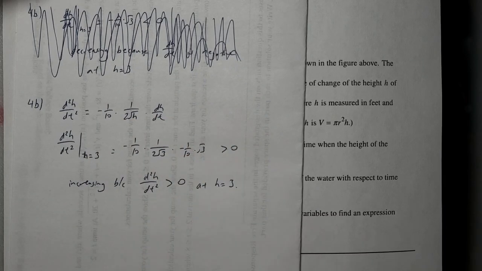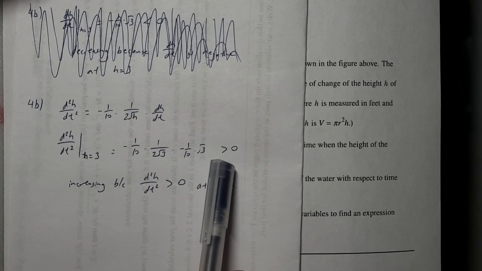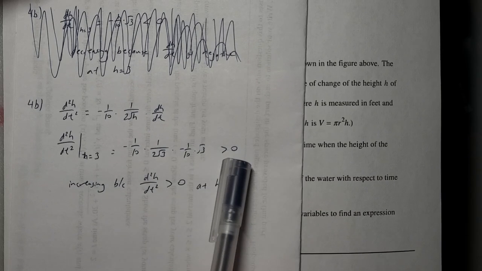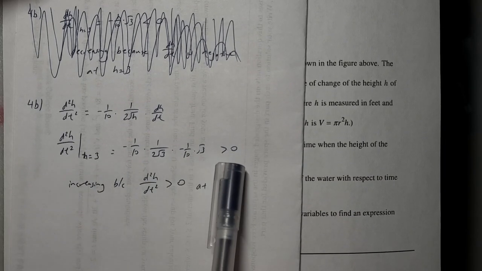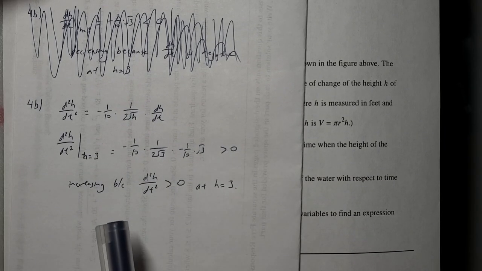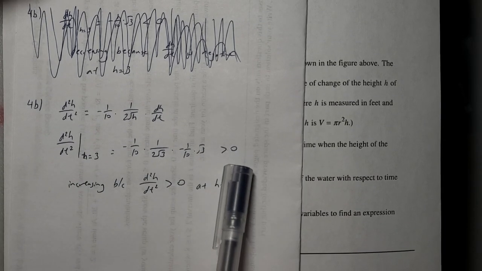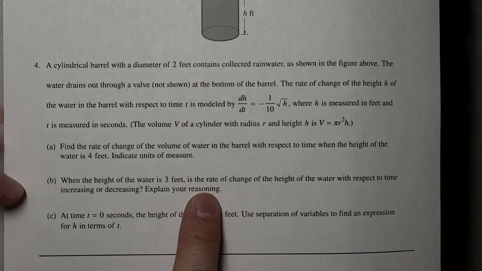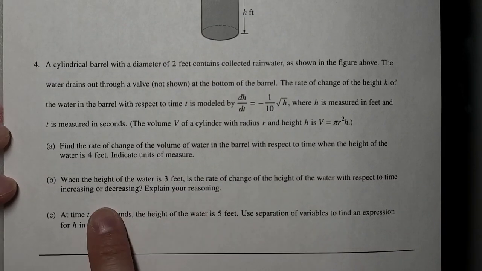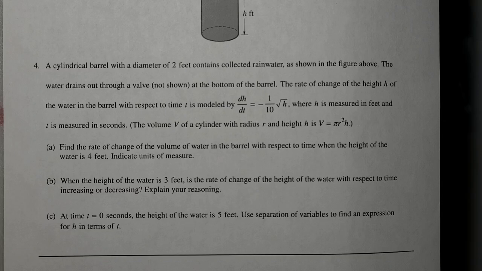We see that it's positive. We don't care about the actual value, so I just wrote greater than 0, because negative times negative is positive. So because the second derivative is positive, dH/dt is increasing. That's all you need to say: it's positive, so the rate of change of the height of the water with respect to time is increasing.